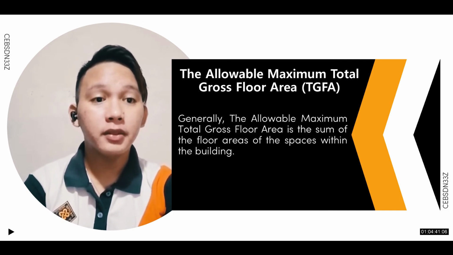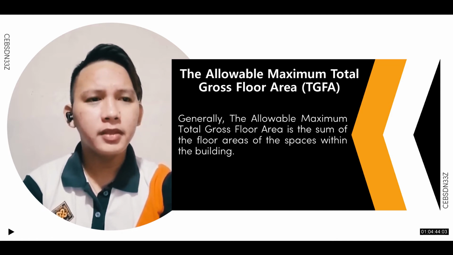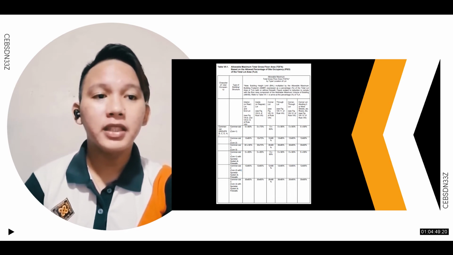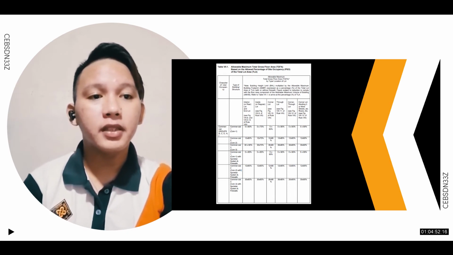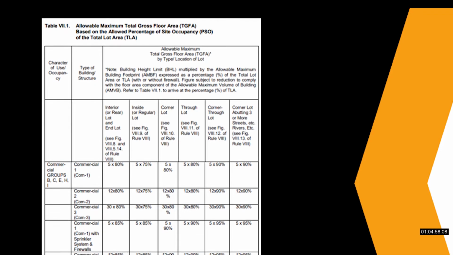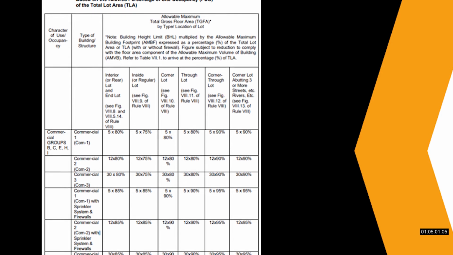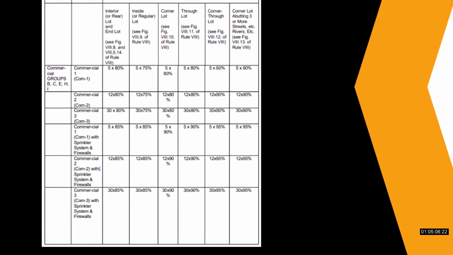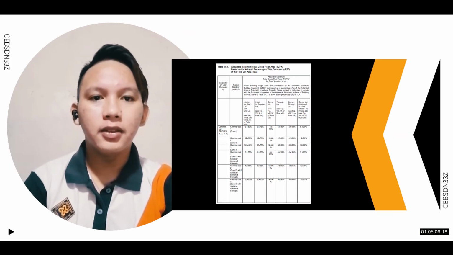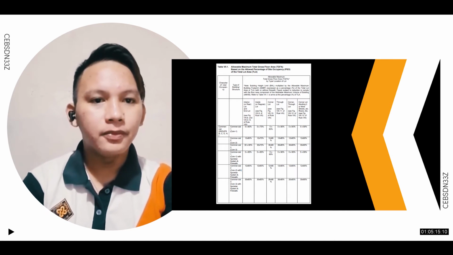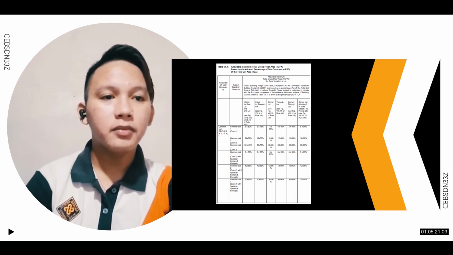Next, let's proceed to the allowable maximum total gross floor area of Group B. Generally, the gross floor area is the sum of the floor areas of the spaces within the building. As you can see in the tables of allowable maximum total gross floor area, or TGFA, based on the allowable percentage of site occupancy of the total lot area under Group B, the character of use or occupancy is commercial B, and the type of building or structure is commercial. Commercial buildings are buildings which are used exclusively for commercial use, including warehouses, banks, gas stations, automobile companies, etc.